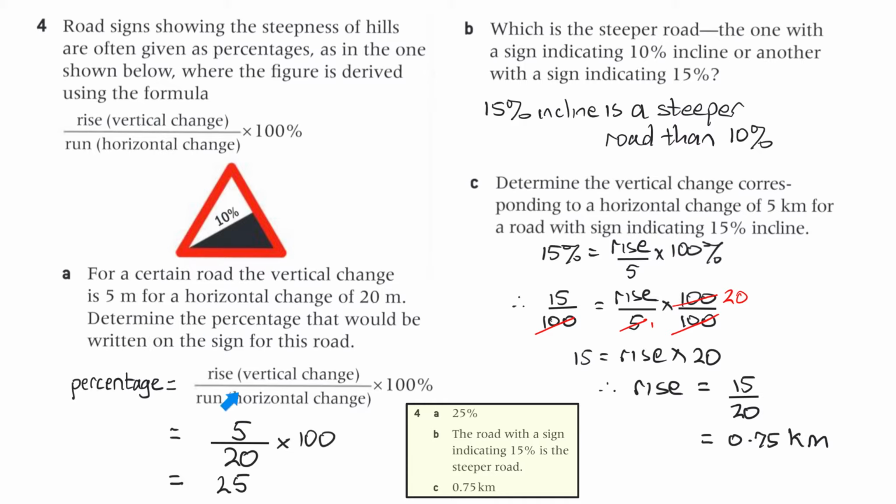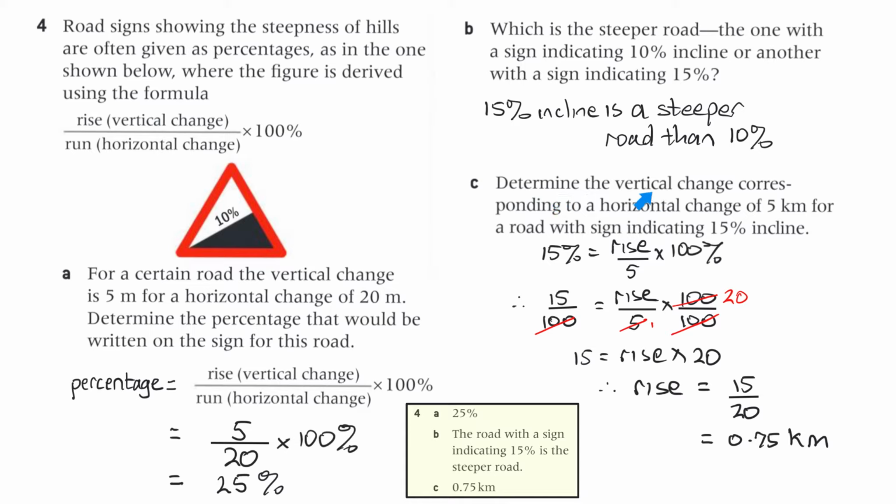Well, the percentage equals rise over run times 100%. We've got that from here. So that would be 5 is the rise. Horizontal change is 20 times 100. And that equals 25. And I'll just write in percentage there. B, which is the steeper road, the one with the sign indicating 10% incline or another with a sign indicating 15%? 15% incline is a steeper road than 10%.